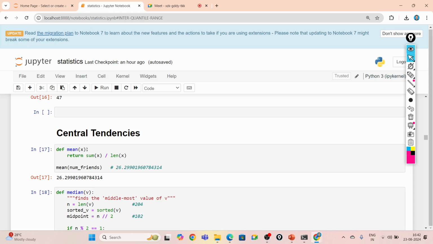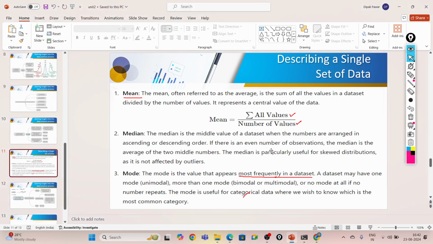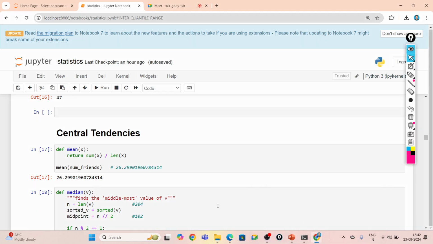Next I told you about the mean. So what is the formula for mean? We have already seen it here. What is the formula for mean? The summation of all the values divided by the number of values, by which we can calculate the mean.